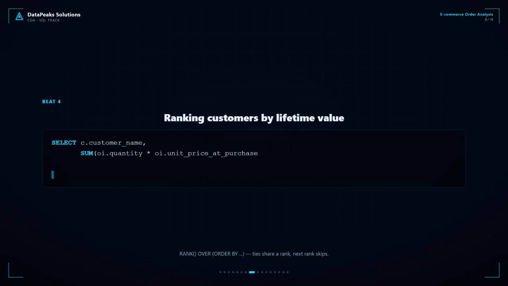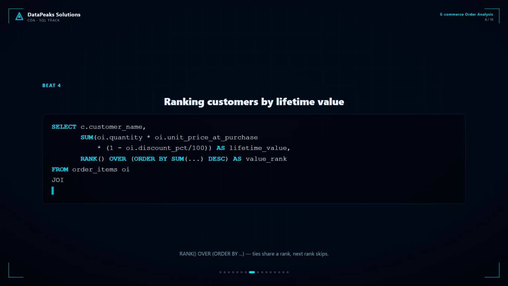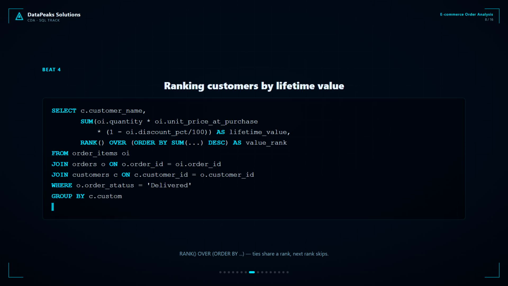Think ORDER BY is enough? Then you're missing one of SQL's most powerful features. This is where SQL ranking functions shine. First, we calculate every customer's lifetime value by summing all delivered purchases. Then, with RANK() OVER (ORDER BY revenue DESC), we instantly rank customers from highest to lowest spender.